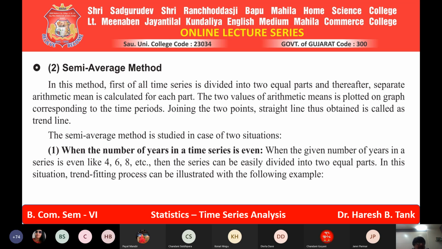Right enough? Okay. When the number of years in a time series is even, you can divide those numbers into two parts, because a number which is divisible by 2 is called even. So if an even number of observations are given to you, you can divide it into two different parts, the first group and a second group. Fine enough? Now let us take an example that will make it more clear.